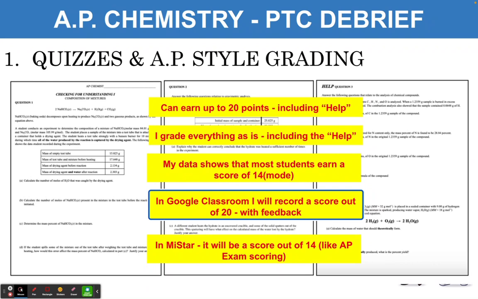And they could use any extra points they earn. Let's say they earn more than the 14, they could use it towards lower quiz grades as recovery points, or they could use it towards any missing assignments so they can move on forward because we have to be done before the middle of April.